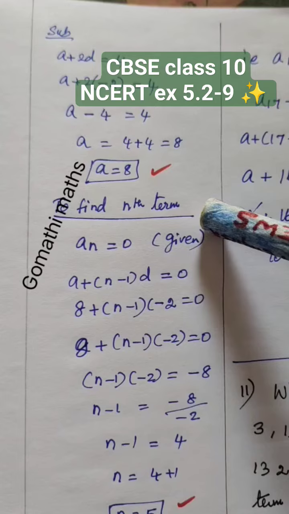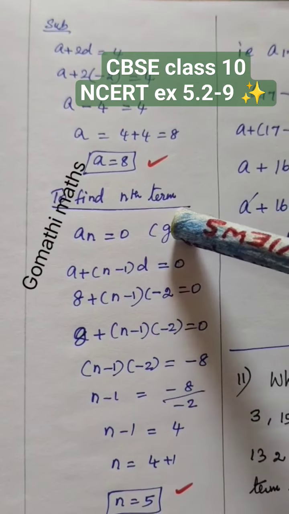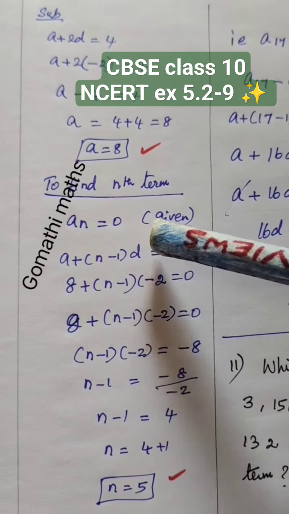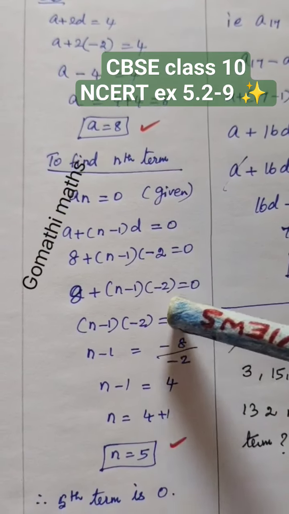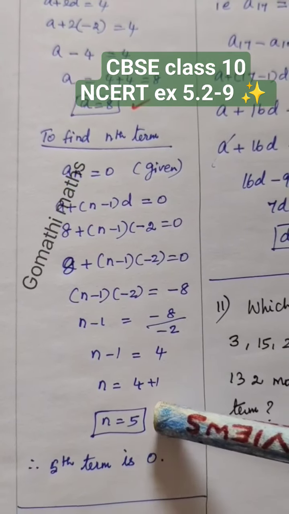Now we want to find nth term, that means n. You are given an equal to 0. So a and d you substitute the value, simplify, you are getting n value equal to 5.